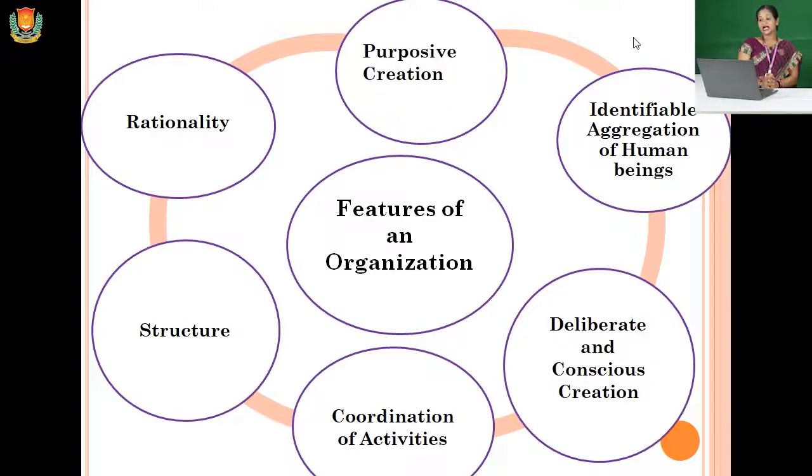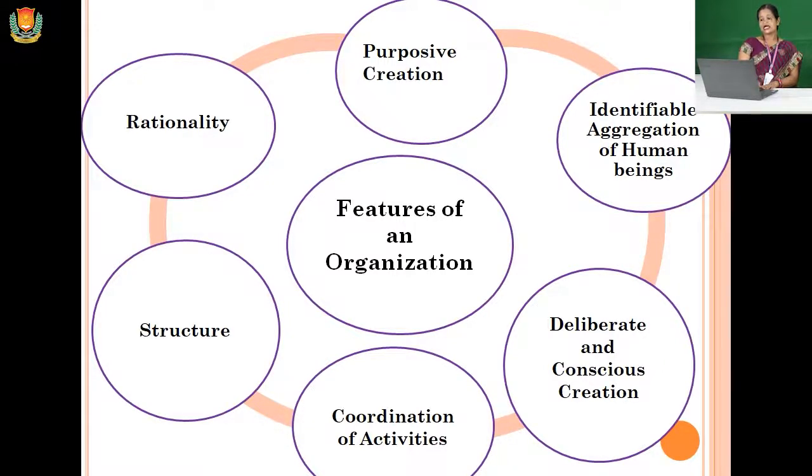Now, second is identifiable aggregation of human beings. They are the people who are working in the organization, and we can easily differentiate these people from the people of some other organization. They are identifiable not because of their personality, but because they belong to a particular organization and their common objective is the same. And they are doing the activities simultaneously to attain that particular organization's objectives.